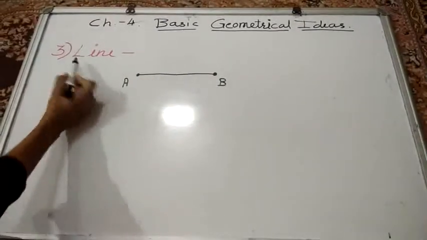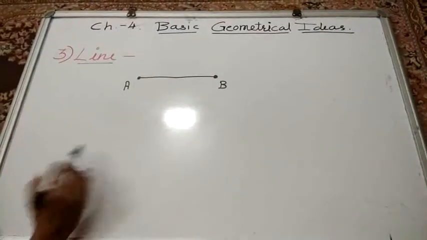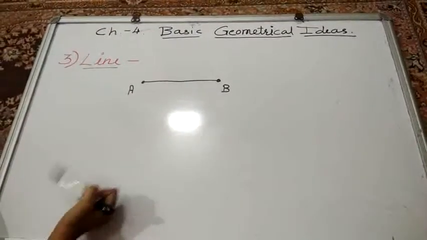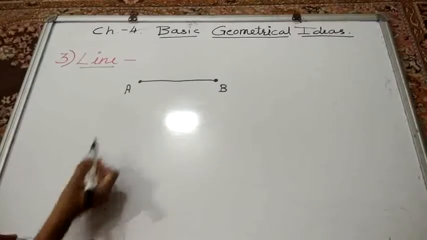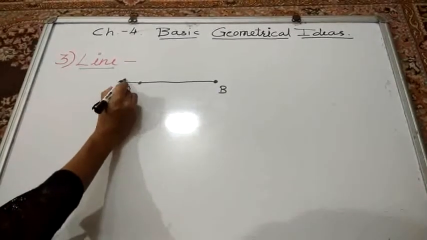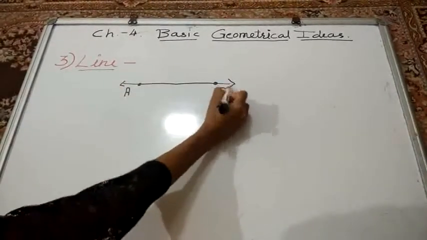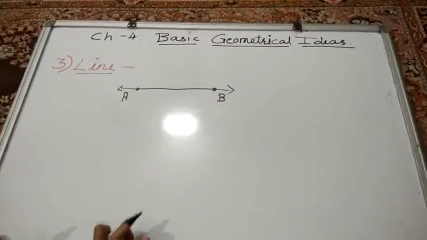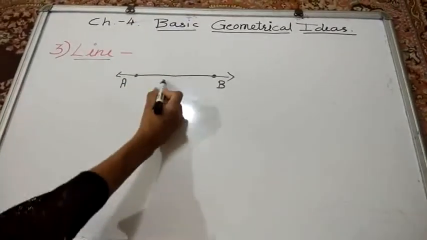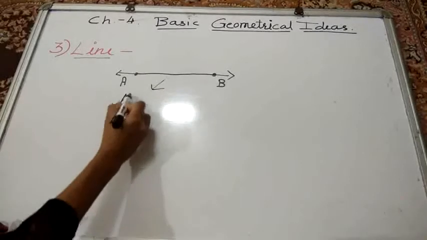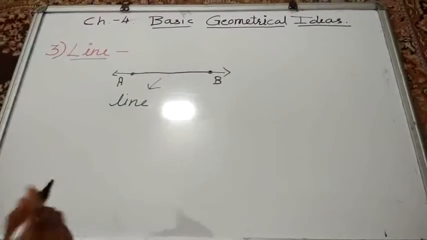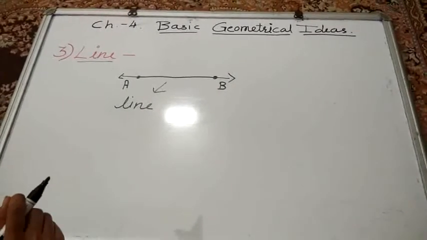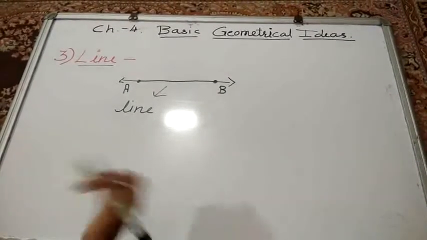The third point is line. Now tell me, what is this? It is a line segment because it has two end points. If I show arrow on both sides, it is called line. Now what is the definition of line? A straight one-dimensional figure and it can be extended.